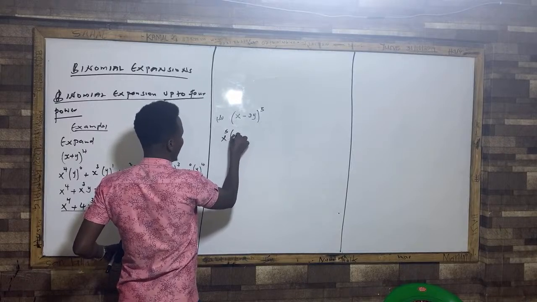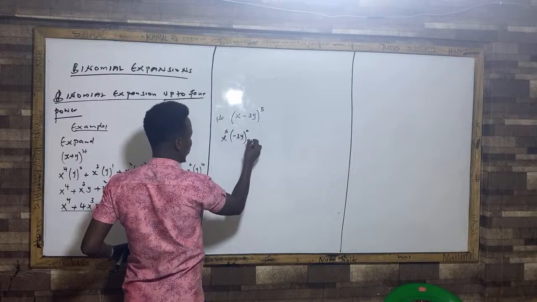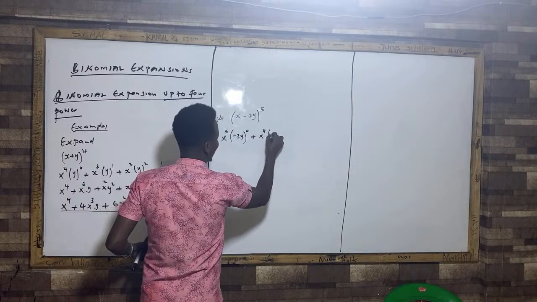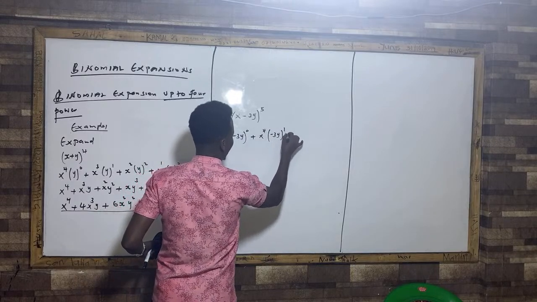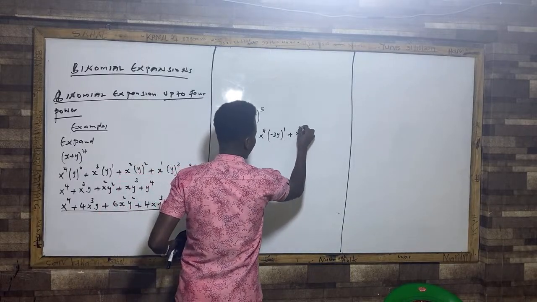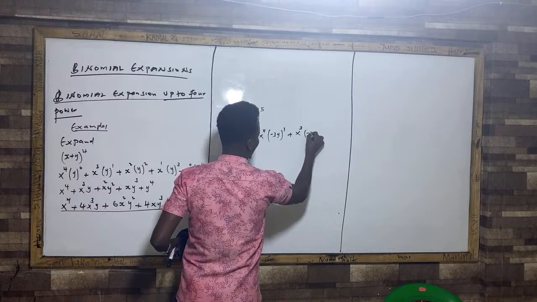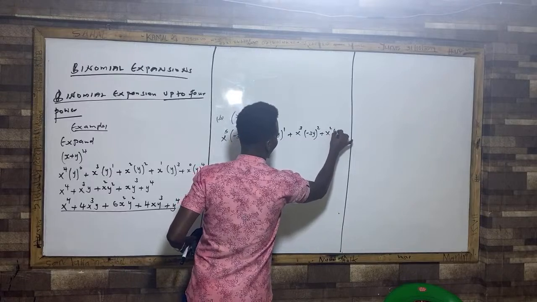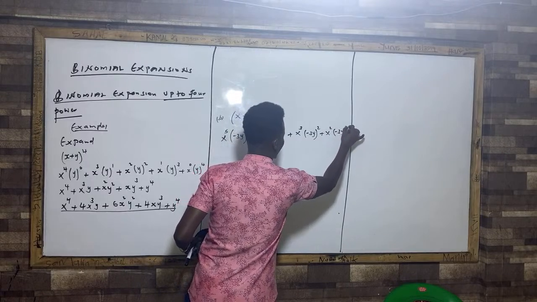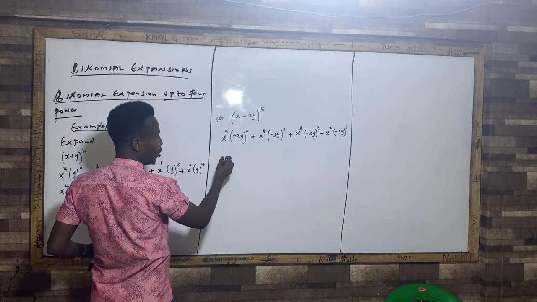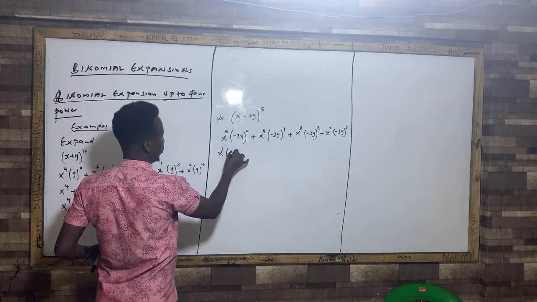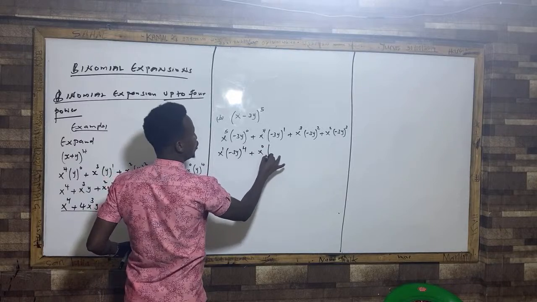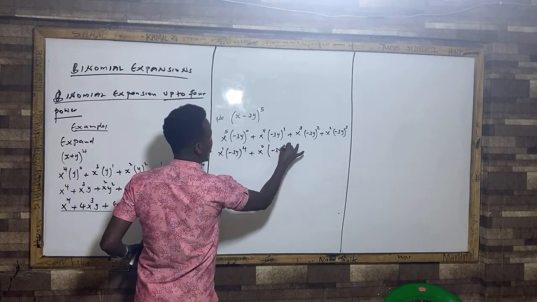x to the power 5 into (minus 3y) to the power of 0, plus x to the power 4 into (minus 3y) to the power of 1, plus x to the power 3 into (minus 3y) to the power of 2, plus x to the power 2 into (minus 3y) to the power of 3. Let me go ahead: x to the power of 1 into (minus 3y) to the power of 4, plus x to the power of 0 into (minus 3y) to the power of 5. We are done.